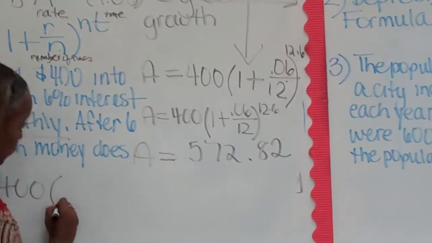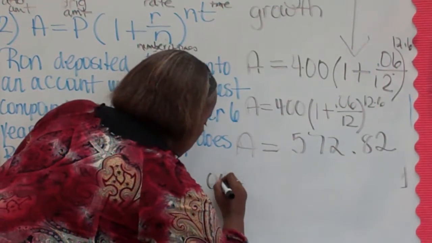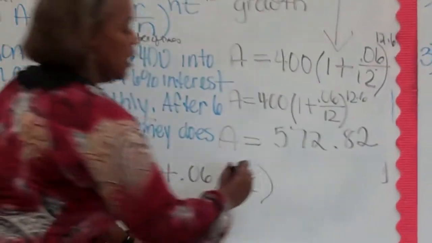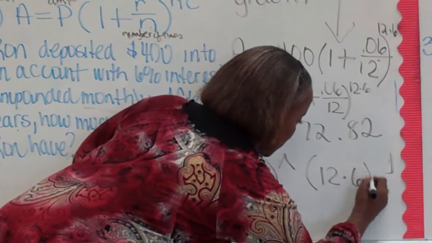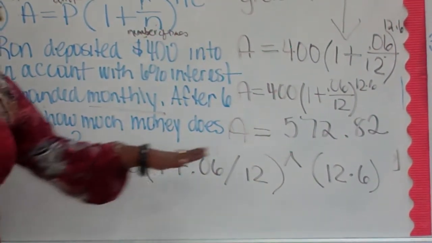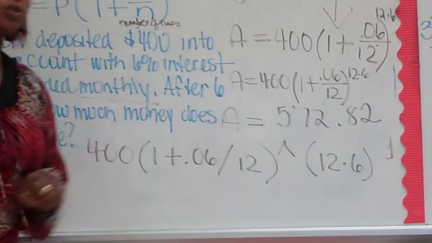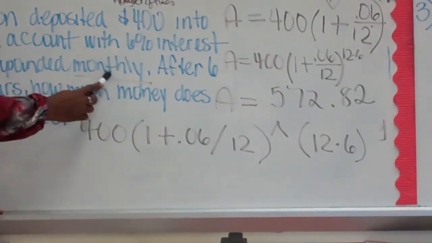Okay? So once again, on your calculator, the key sequence is going to look like this: 400 parentheses 1 plus 0.06 divided by 12, up arrow key, parentheses 12 times 6. Okay? Now, that will ensure that you get the correct answer of $572.82.